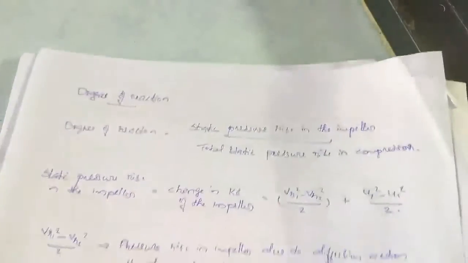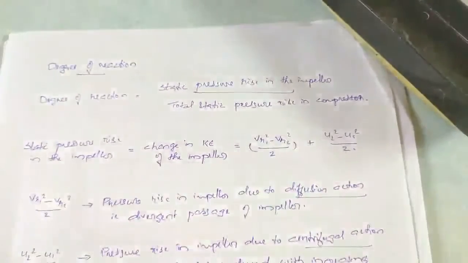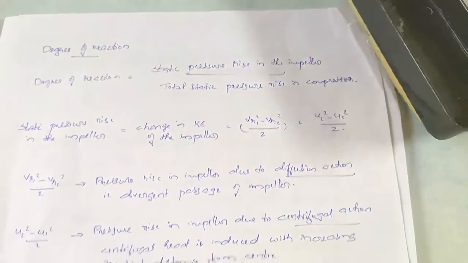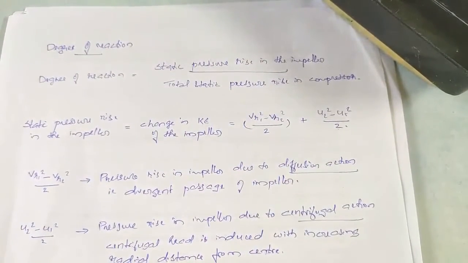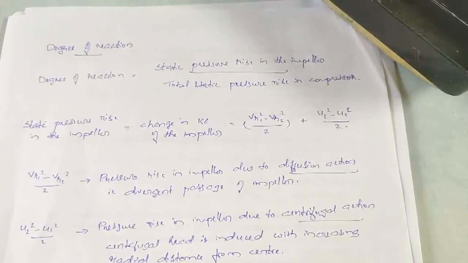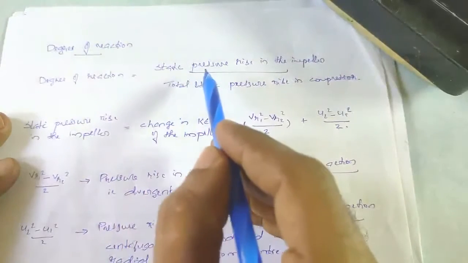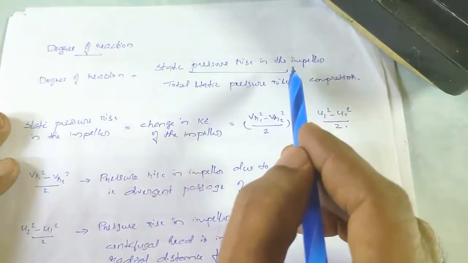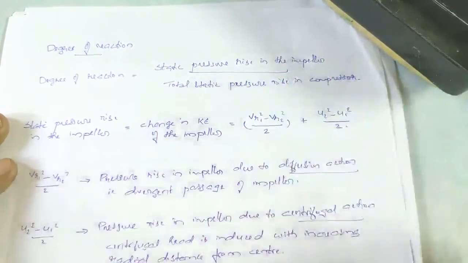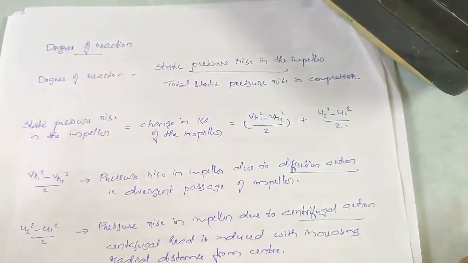Now we will move on to another topic known as degree of reaction. What is degree of reaction? We have considered this term in the centrifugal pump also. So degree of reaction is actually the ratio of static pressure rise in the impeller divided by total static pressure rise in the compressor. That means it gives the quota of contribution by the impeller to the static pressure rise given by the compressor. So it is static pressure rise in the impeller divided by total static pressure rise in the compressor.